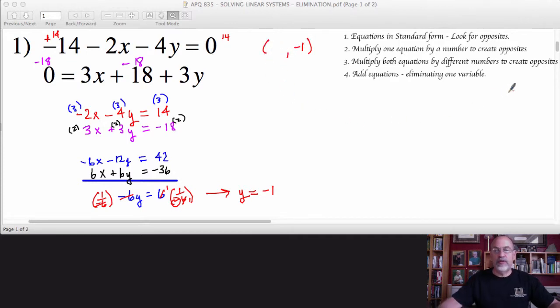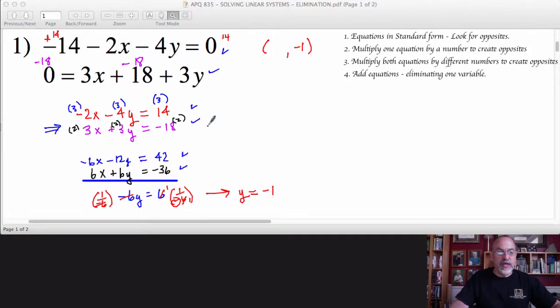I now need to determine the x value. Now, I can go back, as always, to the original 2 equations if I'd like. I can go back to the 2 equations that are in standard form, or I could go back to the 2 new equations that I have after I multiplied by those numbers. So any of those equations I can go back to and substitute this number for y in and determine the value of x. I'm going to go back to this new equation right here, and we're going to substitute in the y value of negative 1.